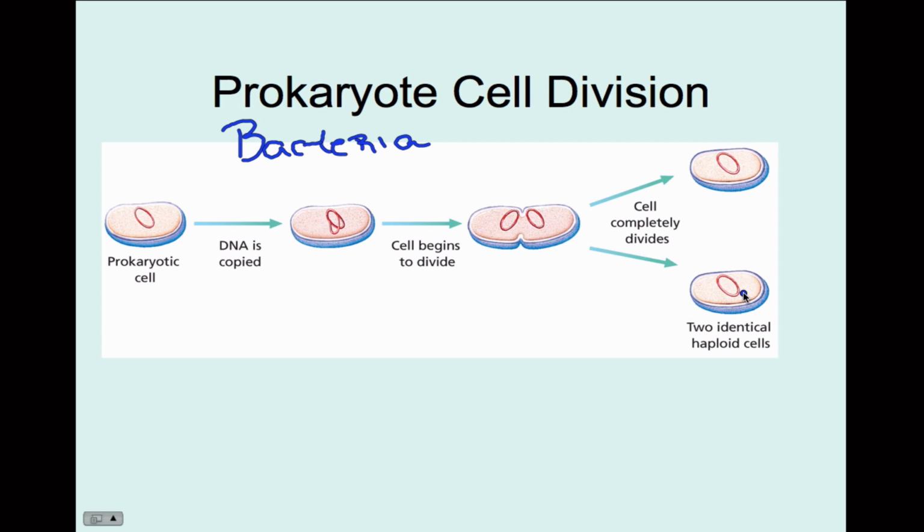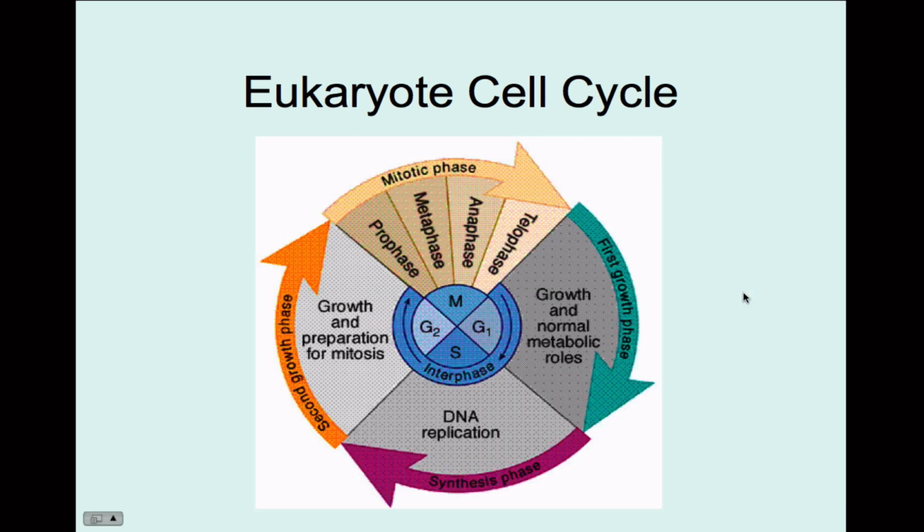So rather simple process. Now let's talk about the eukaryote cell cycle. The eukaryote cell cycle and cell division is more complicated because eukaryote cells have more organelles that have to be copied, and they also have more DNA that has to be copied. So instead of a single loop of DNA, we have those chromosomes that have lots of different genes on them, and that all has to be copied correctly in the cell cycle.